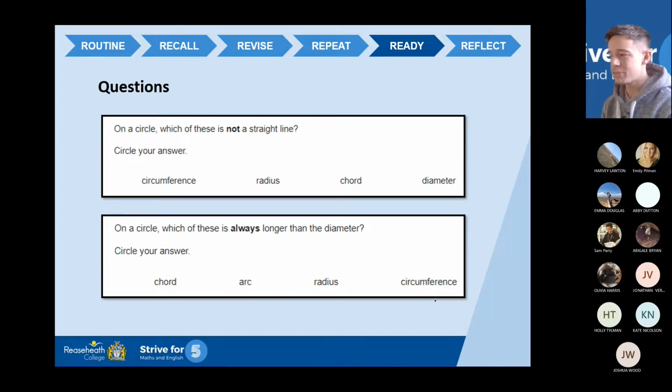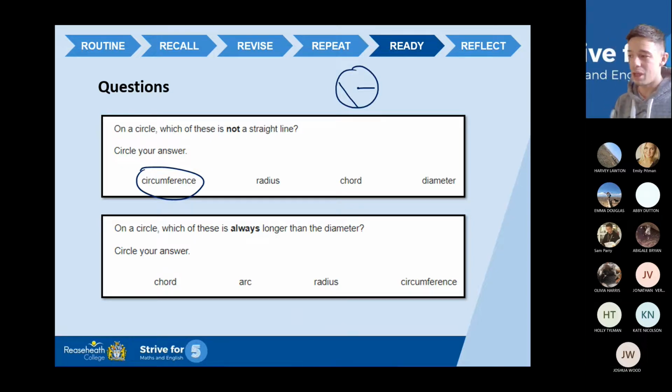On a circle, which of these is not a straight line? Sometimes it might help to draw a circle and then label it. A radius is a straight line. A chord goes from one edge to the other, a straight line. A diameter goes all the way across. The circumference is the name for the perimeter of a circle, which is definitely curved. So yes, the circumference is a curved line.